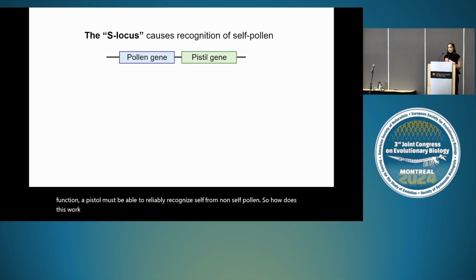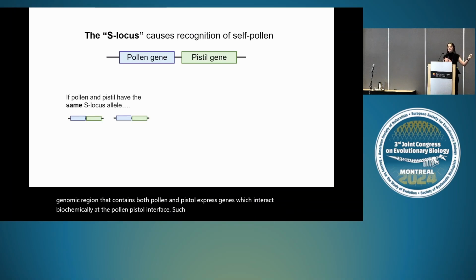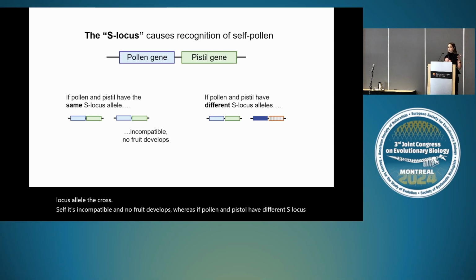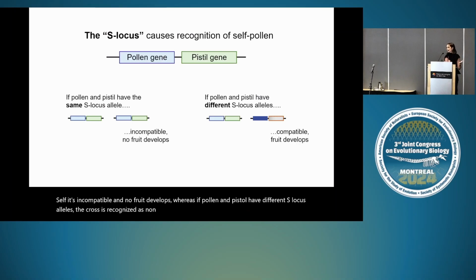Well, it works through the action of something called the S locus, which is a single genomic region that contains both pollen and pistil-expressed genes, which interact biochemically at the pollen-pistil interface, such that if pollen and pistil have the same S locus allele, the cross is recognized as self, it's incompatible, and no fruit develops. Whereas if pollen and pistil have different S locus alleles, the cross is recognized as non-self, it's compatible, and fruits will develop.